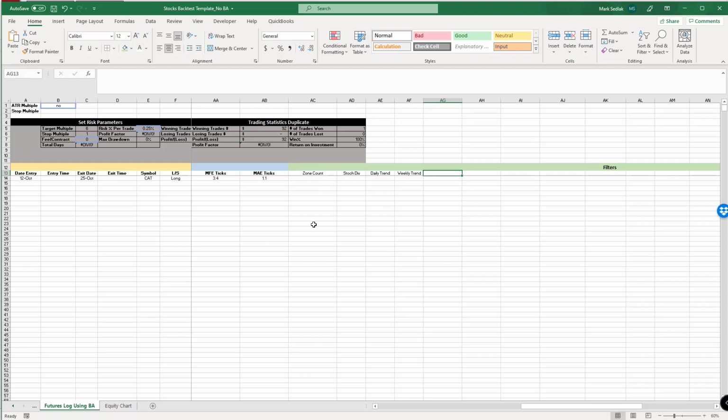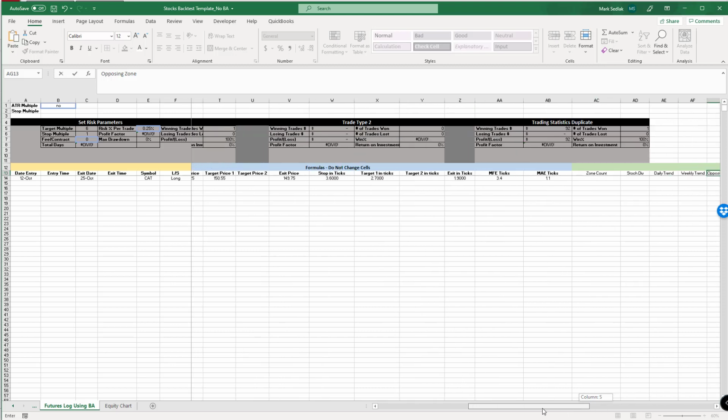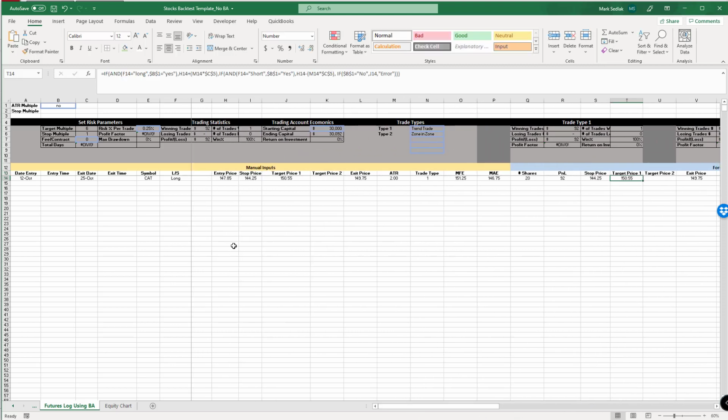Oh, I have one more that would be fun to put on. Are we inside of an opposing zone? So I'm going to be doing longs only, but it would be interesting to know when I take a trade, am I in a sell zone? That would be the opposing zone. All right, so this gets us started with filters.